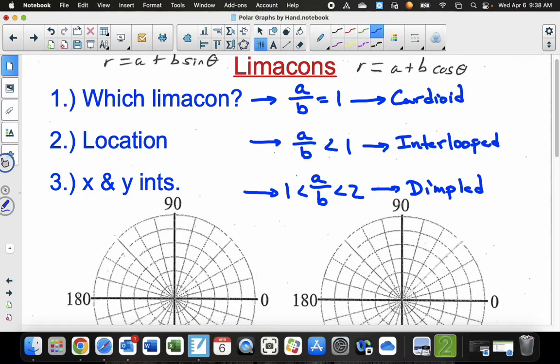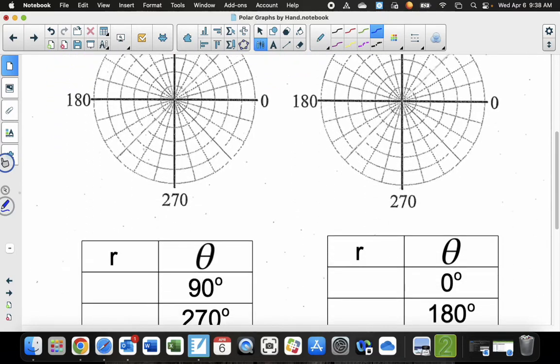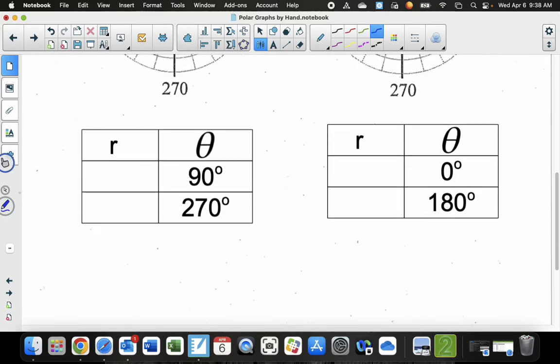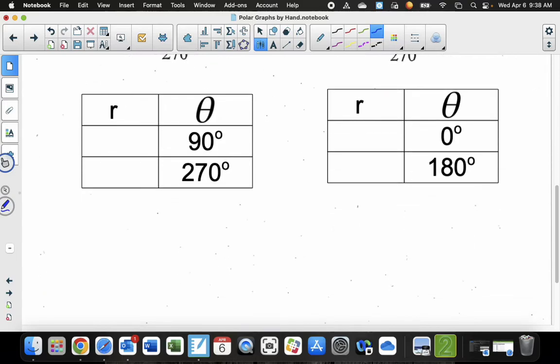All right, x and y intercepts. How do I find the points that are going to help me sketch this? We're going to start with the same exact idea. We're going to start with r and theta again. If you know you're on the y-axis, if it's a sine equation, plug in 90 and 270 and figure out how far above the x-axis are we, how far below are we? We'll plug some values in. If you're on the x-axis, same thing. Plug in 0 and 180.